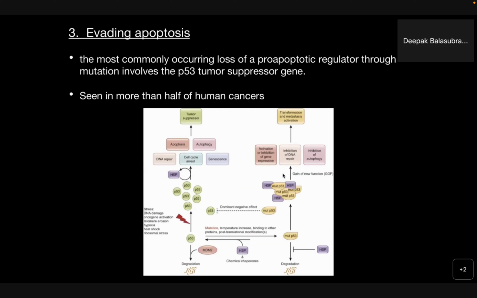The most common event is the loss of the pro-apoptotic regulator P53, which is a tumor suppressor gene. There are two types of P53: one is the wild type and the other is the mutated type. Wild type exists and promotes apoptosis, and the mutated type is what evades apoptosis. It is seen in more than half of human cancers, and especially a lot in head and neck cancers.